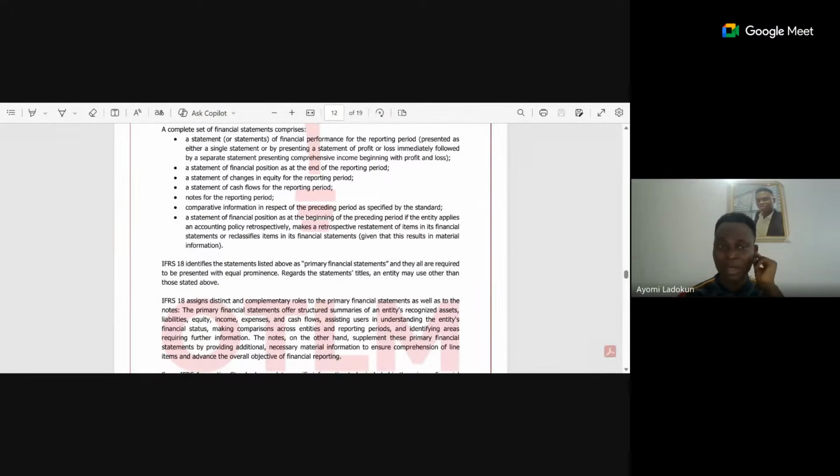So you still have the statement of financial position, then you still have the statement of changes in equity, then the statement of cash flows is there, and notes to the accounts. Then here you also need to show comparative information, and one other piece of information there is the statement of financial position as at the beginning of the preceding period. All of this is to enhance accountability and transparency, so to speak.